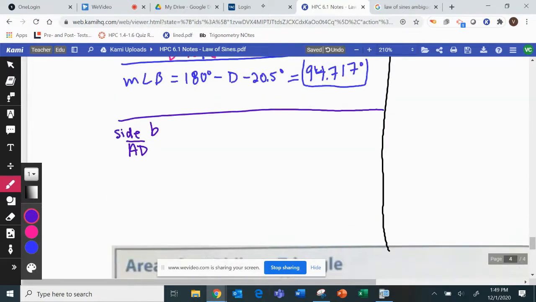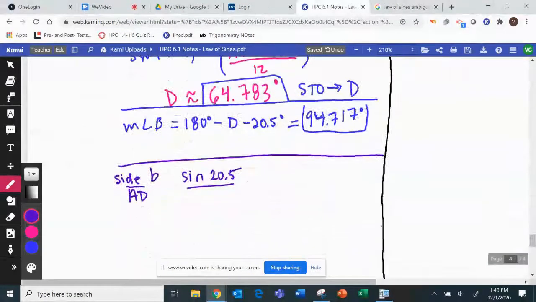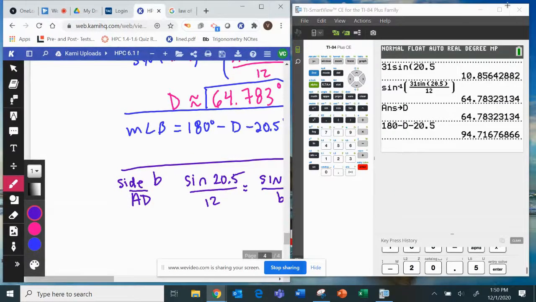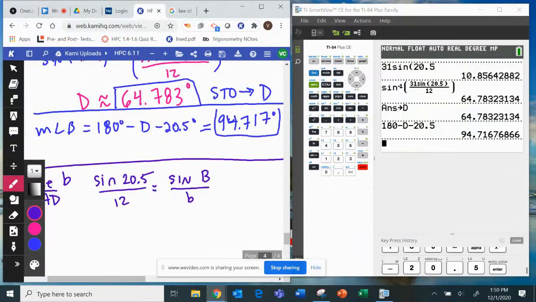Oopsies. So to do that one, we're going to do sine of 20.5 divided by, I already forgot what it was, 12 equals sine of, well, I guess I could have stored b. Maybe I'll go store that. Divided by little b, which I don't know yet. I'm going to go store D or B so I can use it.